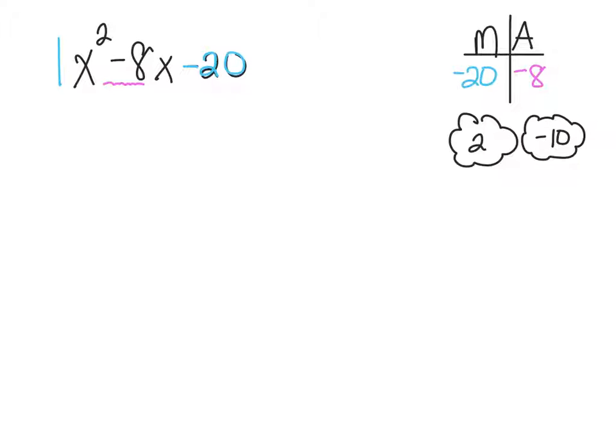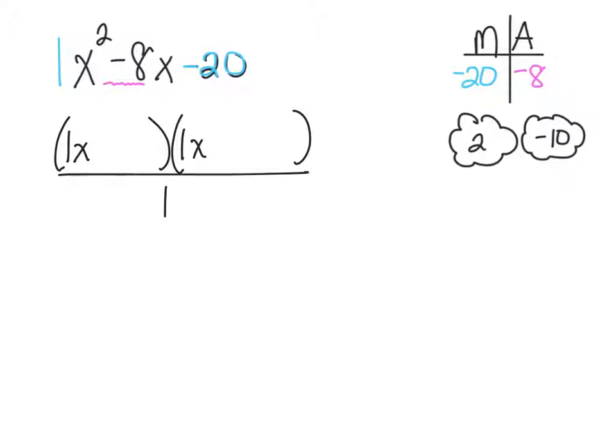When I multiply those two things together, 2 times negative 10 is going to give me negative 20. 2 plus negative 10 is going to give me the negative 8 that I'm looking for. So I now come back over here on the left, and I set up my parentheses, and I'm going to fill in a 1x and a 1x, and that means I'm going to put a 1 down under.